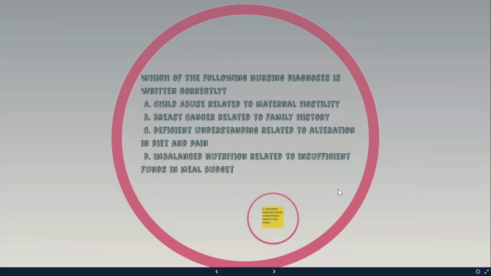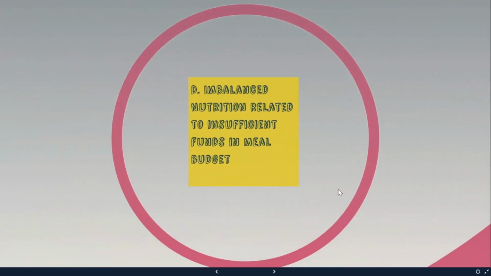Let's do a little knowledge check here to look through that a little bit more. Which of the following nursing diagnoses is written correctly? Child abuse related to maternal hostility, breast cancer related to family history, deficient understanding related to alteration in diet and pain, or imbalanced nutrition related to insufficient funds in the meal budget. So if you said D, imbalanced nutrition related to insufficient funds in the meal budget, you are absolutely correct.